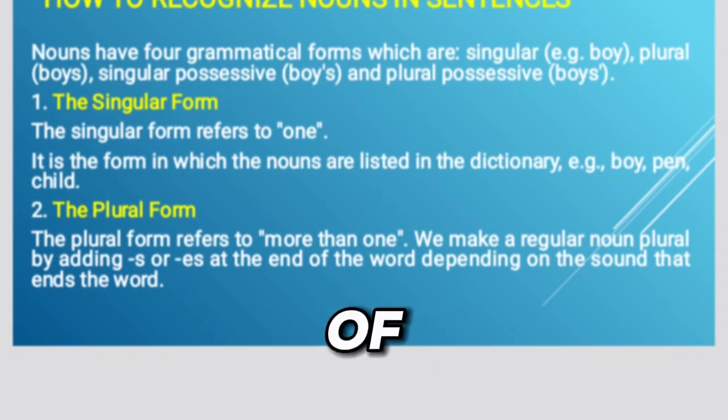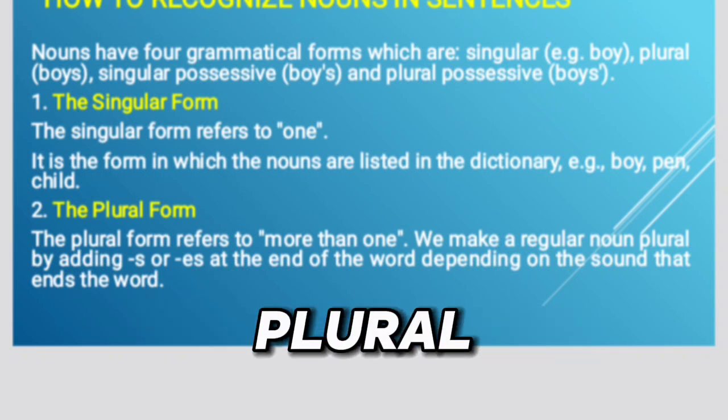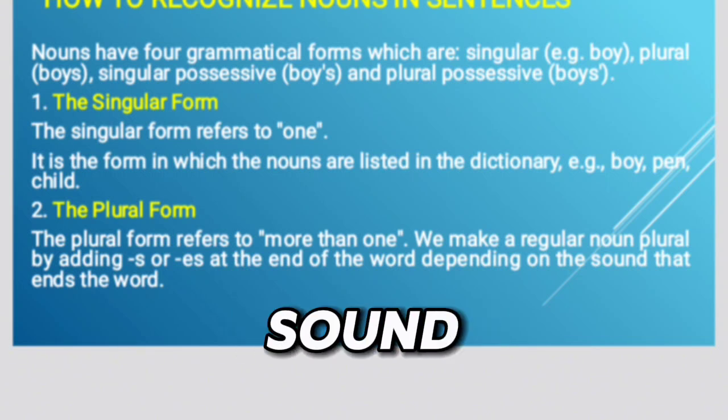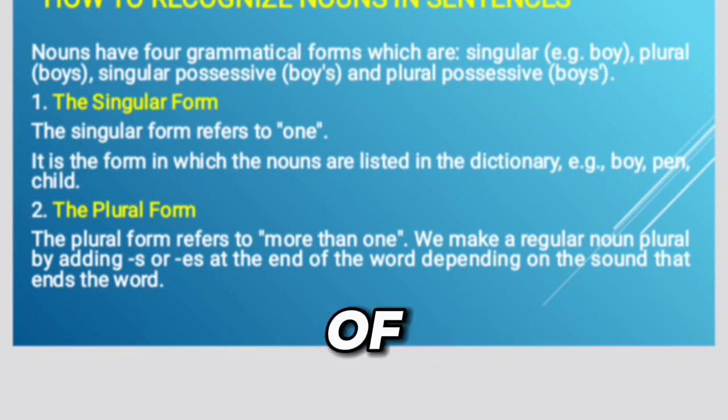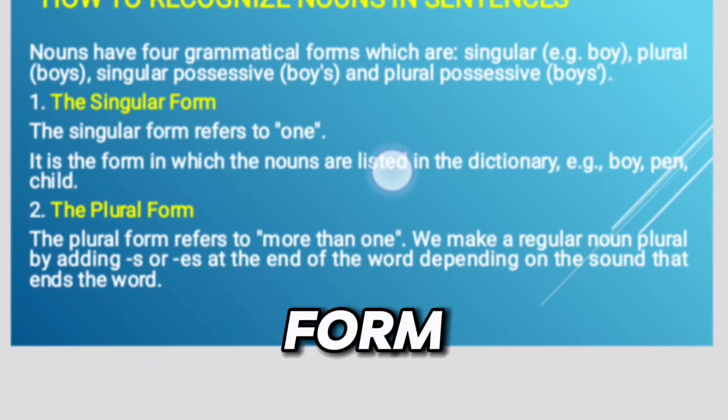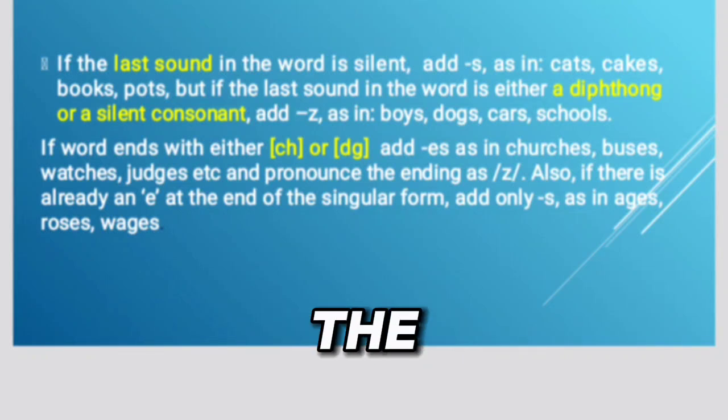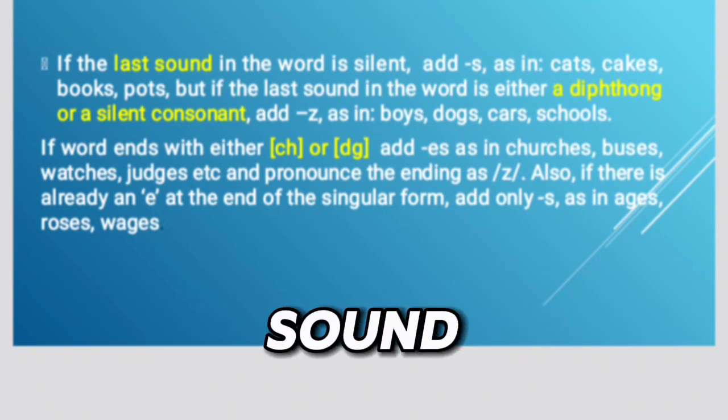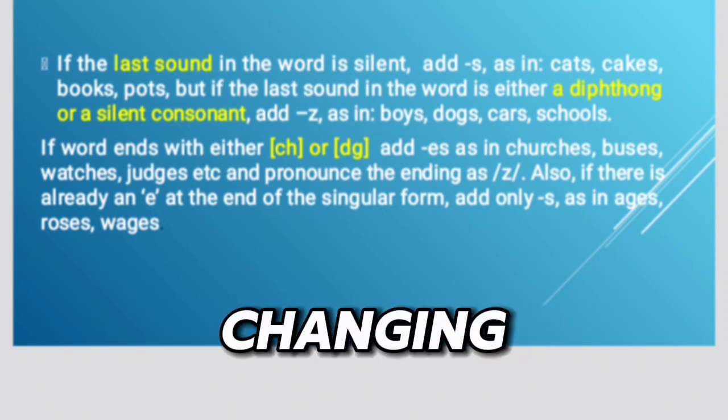We form the plural form of nouns by adding es, ies, or just s. Then the pronunciation of that plural depends on the sound that ends the singular form of the word that we are changing to a plural form. Now, if the last sound in the singular word is silent, then when I say silent, I'm going to do another class on voiced and voiceless consonants.